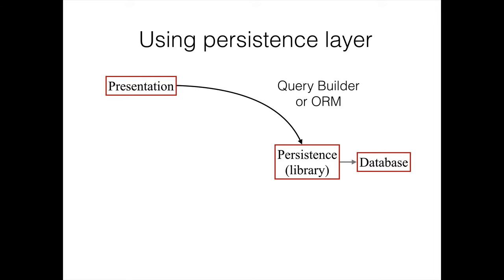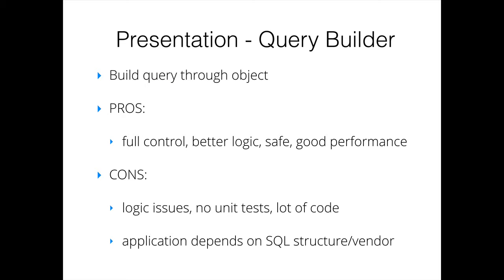A couple of developers in some of the applications have adopted the use of a persistence library. Essentially that's a library which helps you interact with the database and introduce a little bit of order in there. And there are two types. The first is query builder, and it just helps you abstract the query. You still build a query, but you build it through creating an object. You are in full control, the logic is better, you are safer now, and the performance is still great.